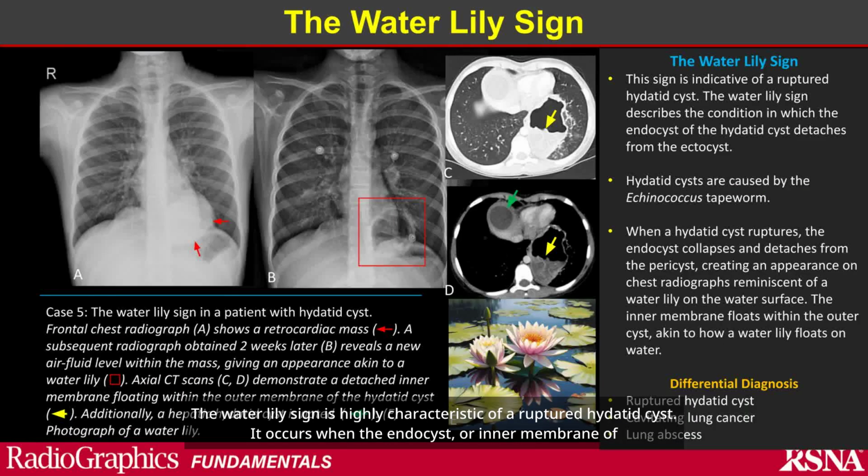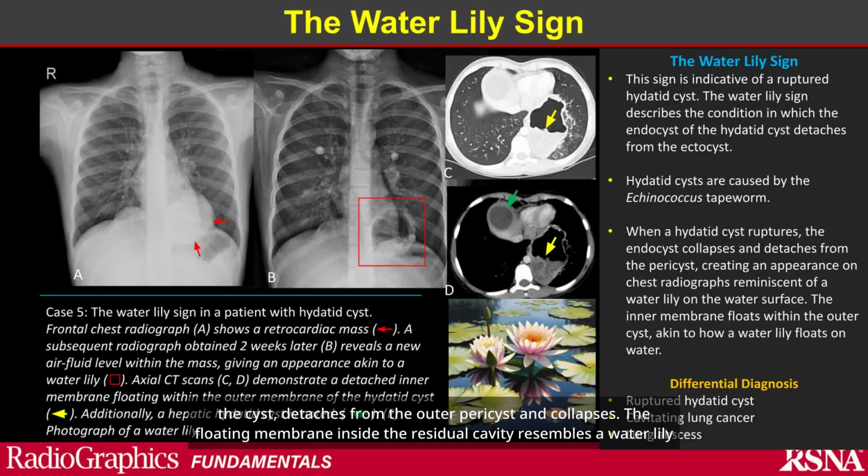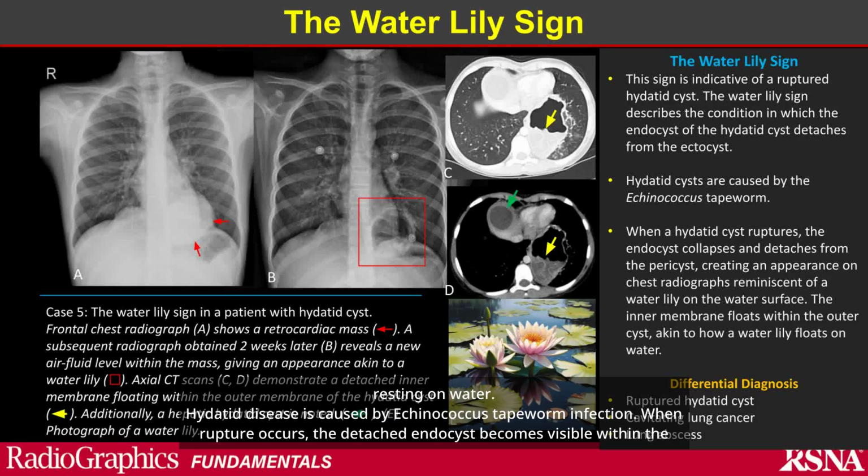The water lily sign is highly characteristic of a ruptured hydatid cyst. It occurs when the endocyst, or inner membrane of the cyst, detaches from the outer pericyst and collapses. The floating membrane inside the residual cavity resembles a water lily resting on water. Hydatid disease is caused by an Echinococcus tapeworm infection. When rupture occurs, the detached endocyst becomes visible within the cyst fluid, creating this striking radiographic feature.